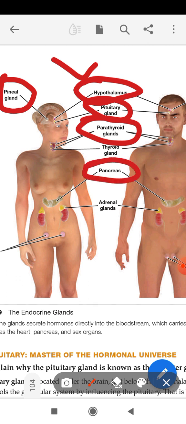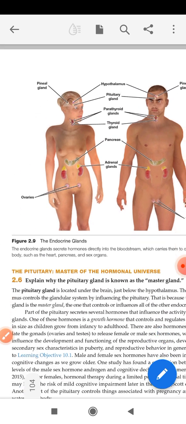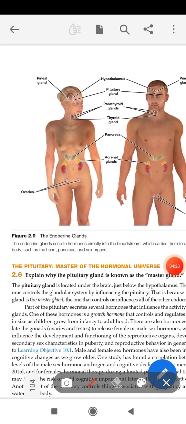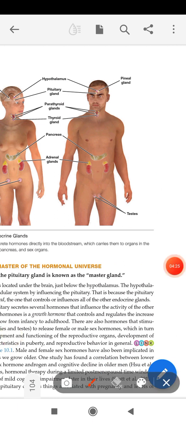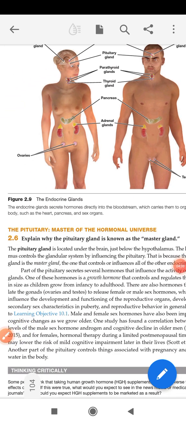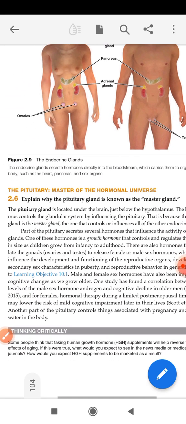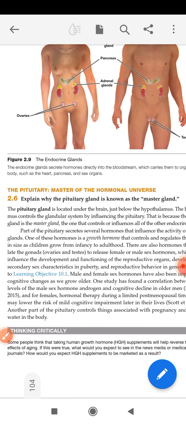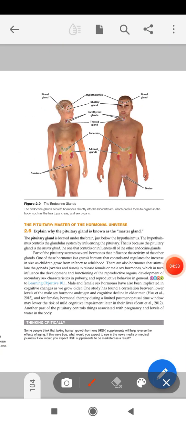Then comes the pancreas, which is associated with our digestive system. Then come the adrenal glands. Adrenaline and noradrenaline are two hormones which are released by the adrenal gland. Next are the ovaries in females and testes in males, which secrete the female or male hormones, basically estrogen and androgens. First we will focus more on our pituitary gland, because it is also known as the master gland, and we should know how this works.